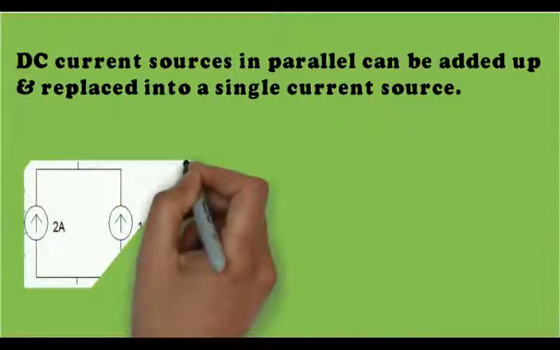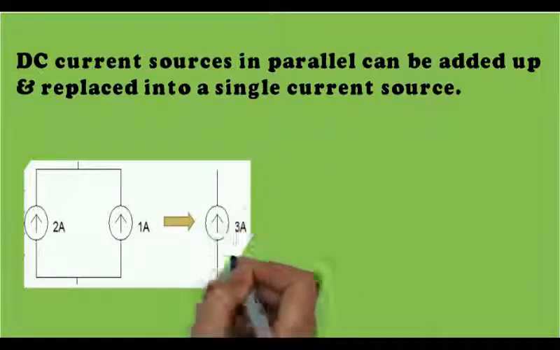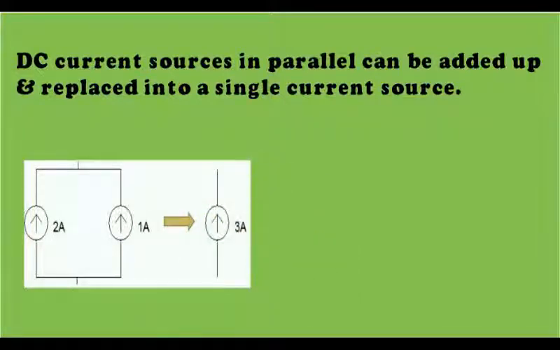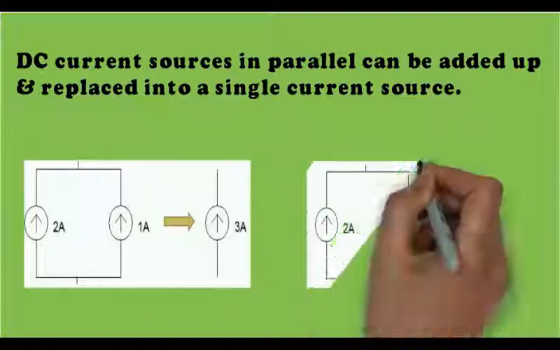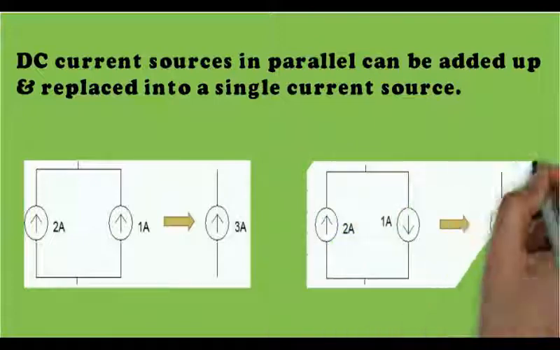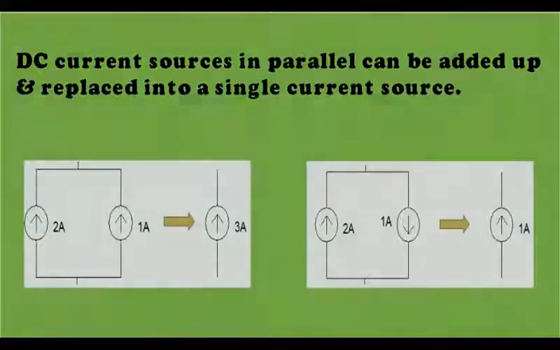It is an example in which two current sources are connected in parallel, 2 ampere and 1 ampere, and they are added up, that is 3 ampere, and replaced with a single current source. Similarly, in the next example they are added according to the direction of current and replaced.